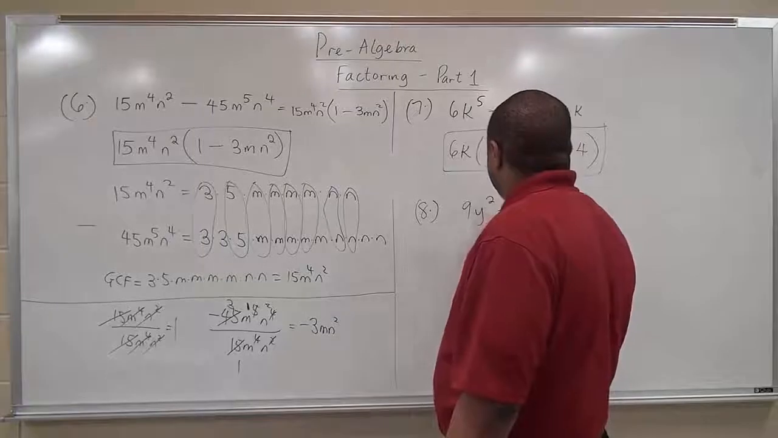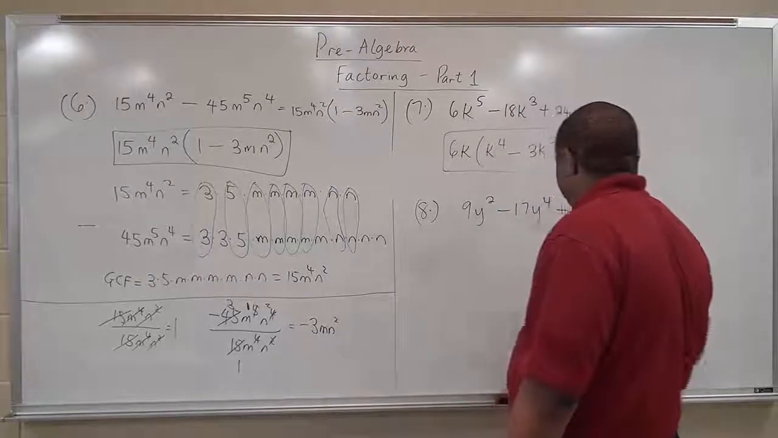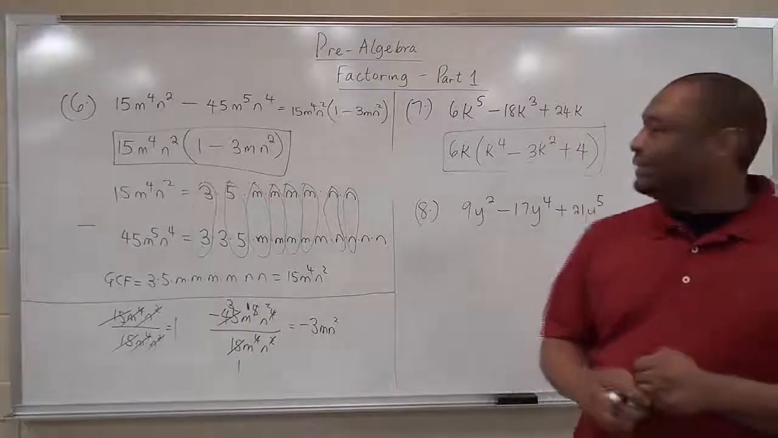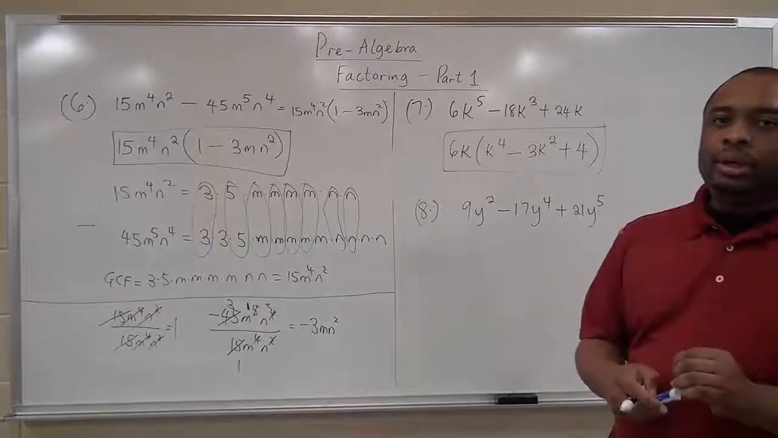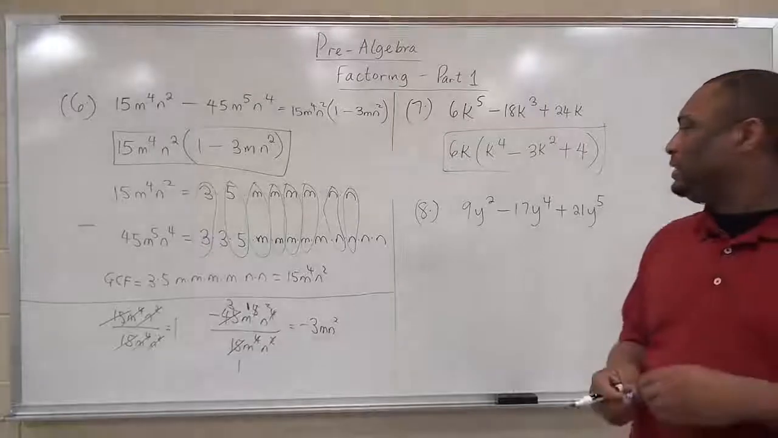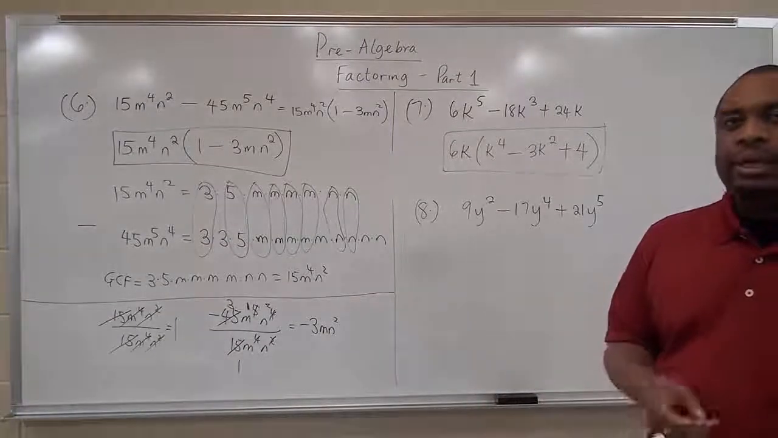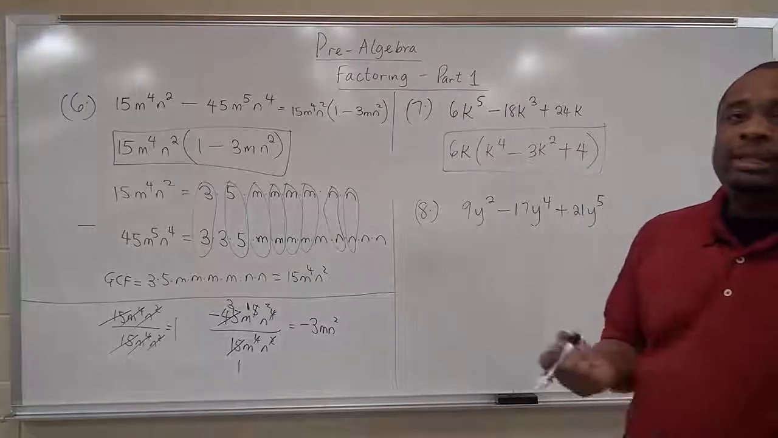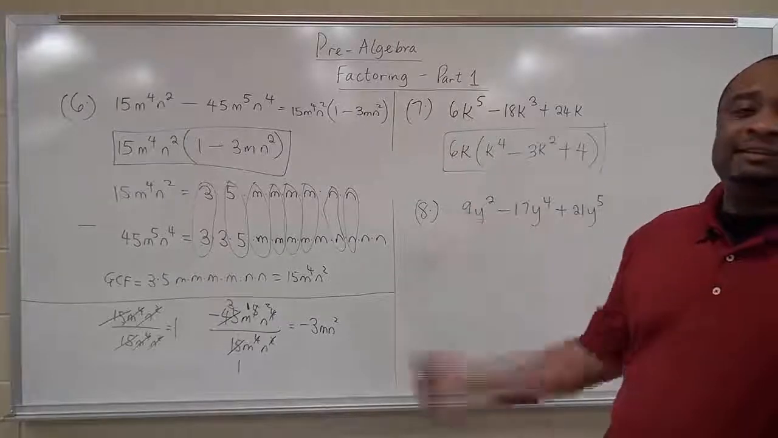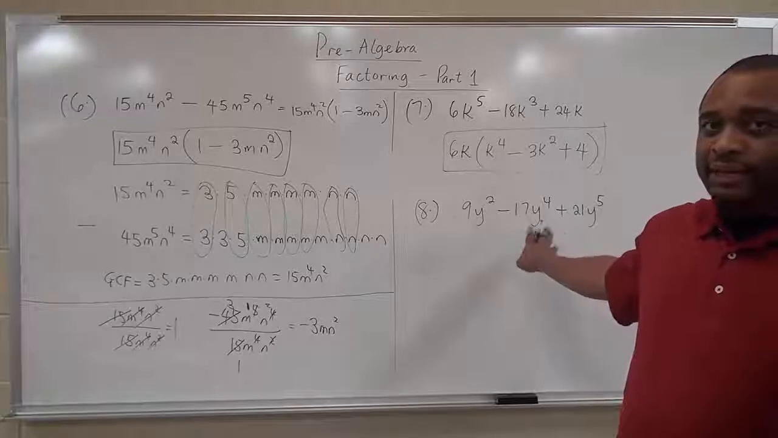9y squared minus 17y^4 plus 21y^5. Okay, let's look at the numbers now: 9, 17, and 21. 17 is a prime number, so besides 1, the only common factor of 9, 17, and 21 is 1. So 17 has made it a problem. It doesn't even have a common factor for the numbers.